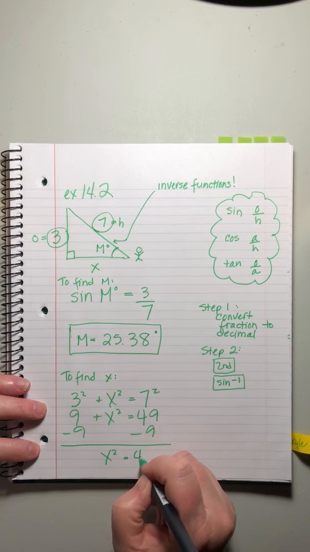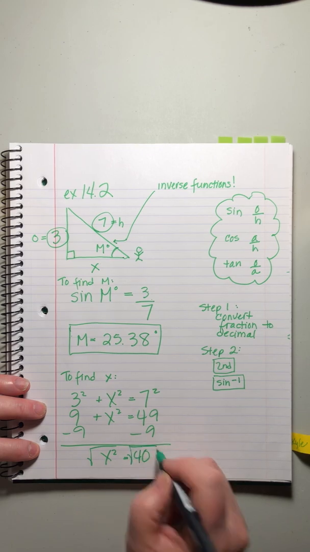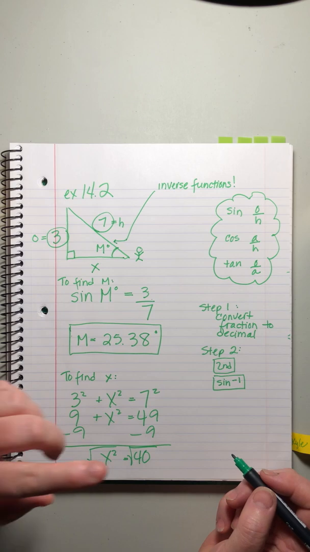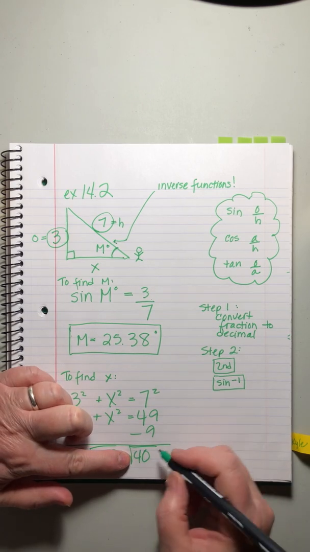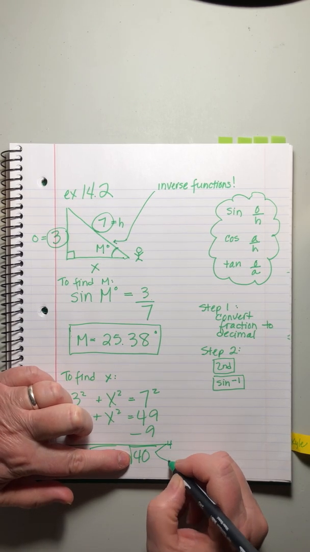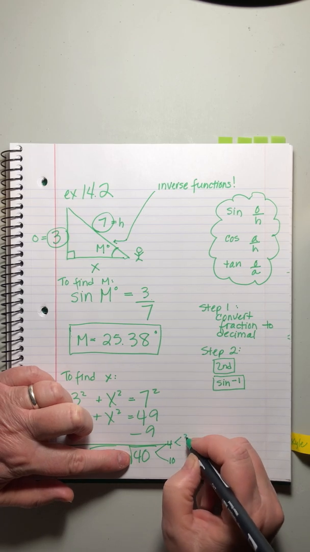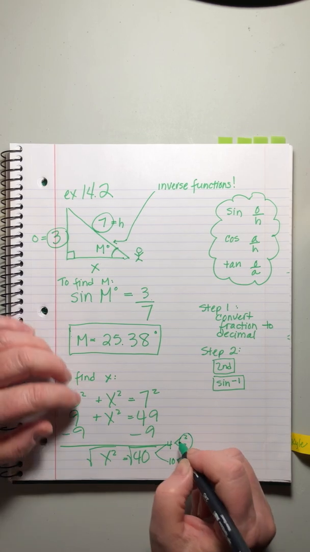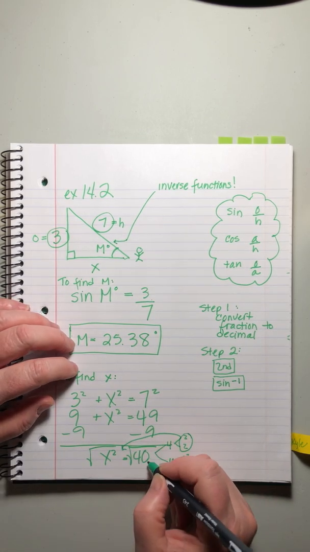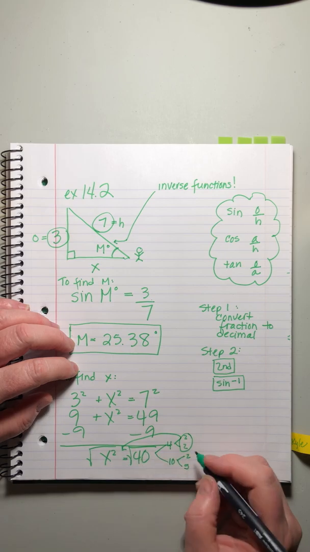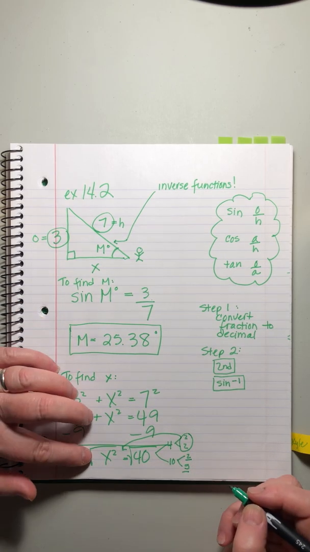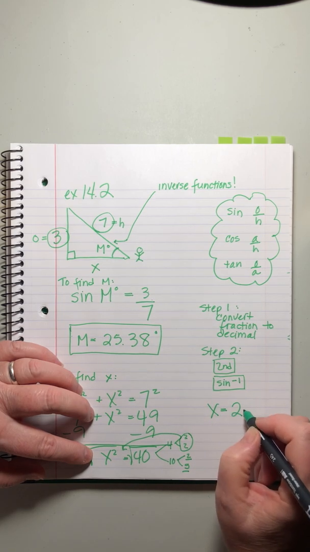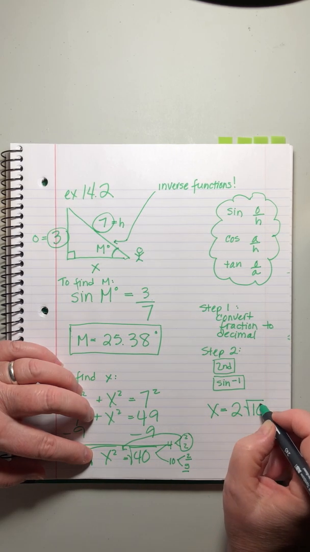X squared equals 40. We take the square root. Square root of 40 can be broken down. I can see really quickly it's 4 times 10. 4 is 2 times 2. 10 is 2 times 5. Here's a pair of pigs that we can take out. Remember, 2 pigs in the house equals 1 pig out of the house. And then we're left with those 2. So we're going to get x equals 2 square root of 10.